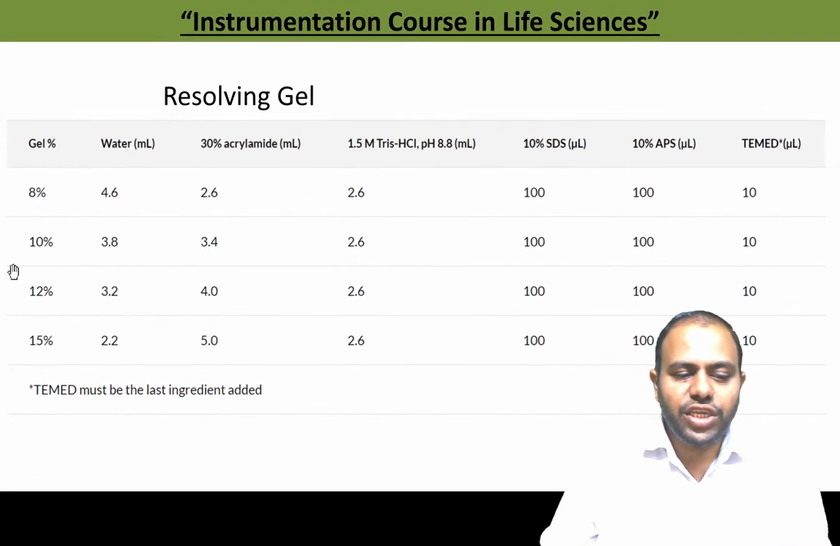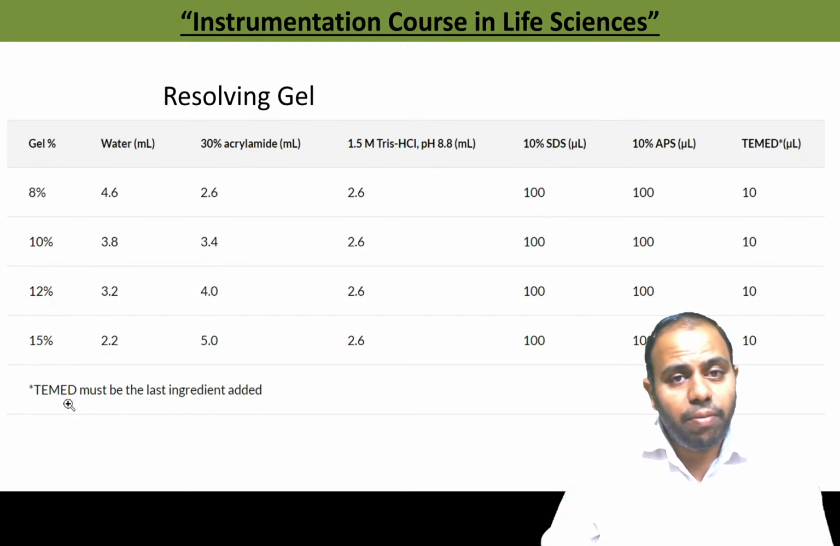Likewise, the concentrations of different gels for making the resolving buffer are shown to you here. What you can do, you can take a screenshot of this page so that all the concentrations will be available to you as and when you require. Suppose you want to prepare a 15% resolving gel, then you have to add all these components in the desired concentration that is shown over the top of this table.